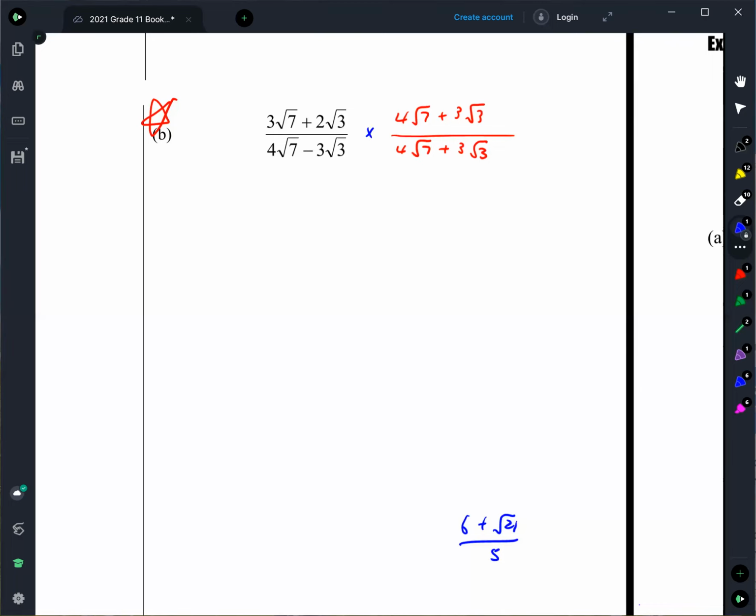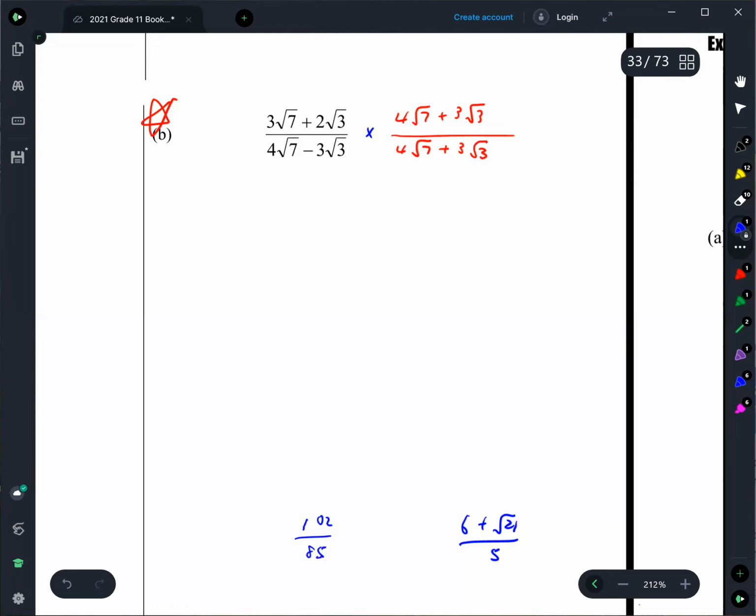Bernice, what's your answer? I got 102 over 85. 102 over 85. Yeah. So no square root at all? No. Oh, okay. So we need to find out. It should still have a square root. Okay. Geoffrey, what's yours? Wait, let me double check. Okay.